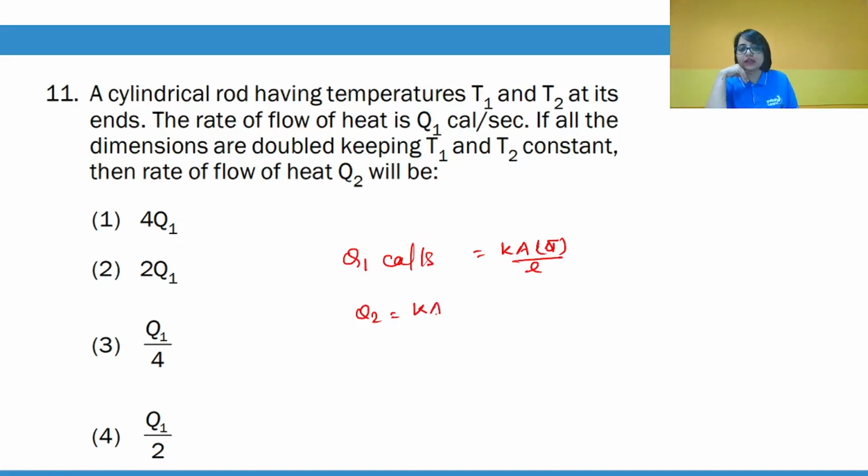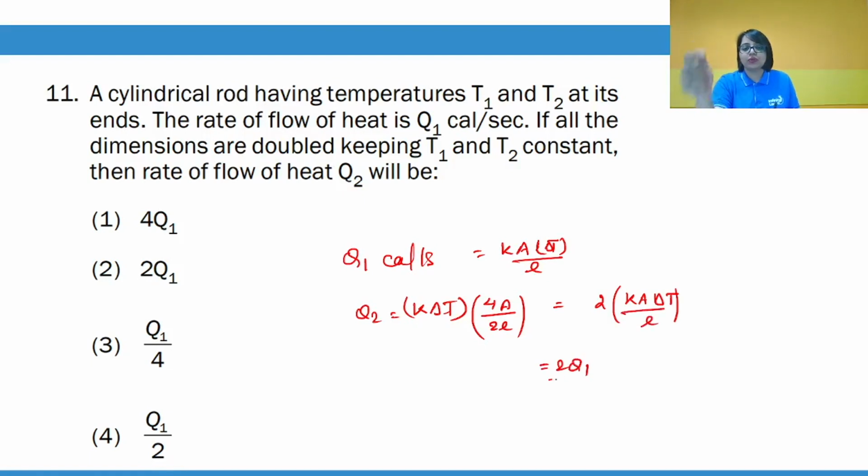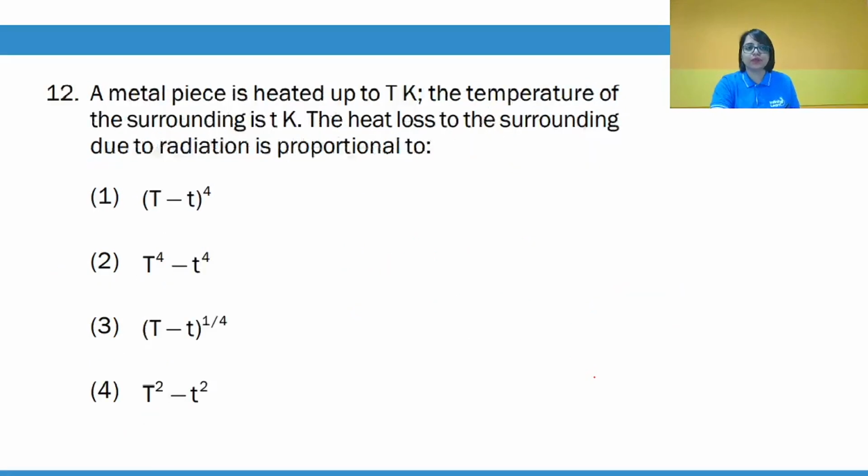So K and delta T are kept constant. Only area and the length are changing. So if all the dimensions are doubled, that means the radius is doubled. So area will become 4 times and the length will become 2 times. So basically this is 2 times K A delta T divided by L. So this is your 2Q1, which is option 2.